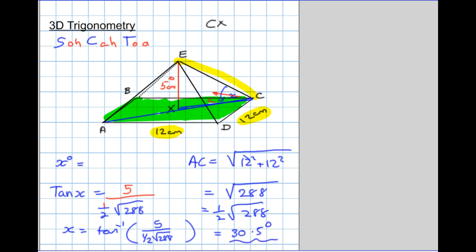So remember, to find the angle that a line makes with a plane, we use the shadow of that line and work out the angle between the line and its shadow. Okay, I hope this helped.